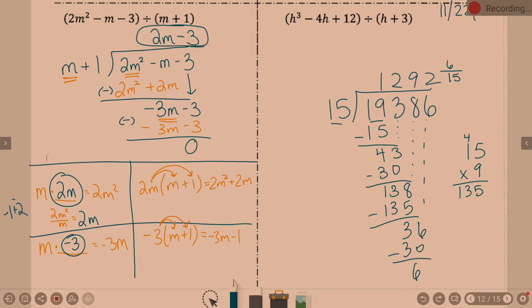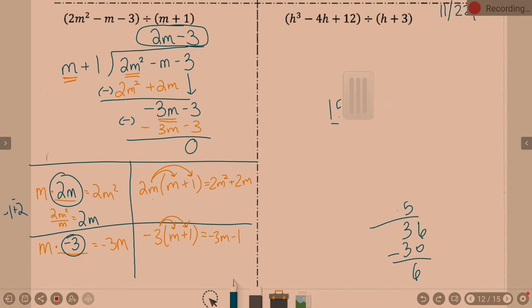Now, I'm going to erase our original division. Okay. Ready to set this one up? H plus 3. Okay, in the box is going to be h cubed minus 4h plus 12. H cubed is h to the power of 3. What should follow an h to the power of 3?